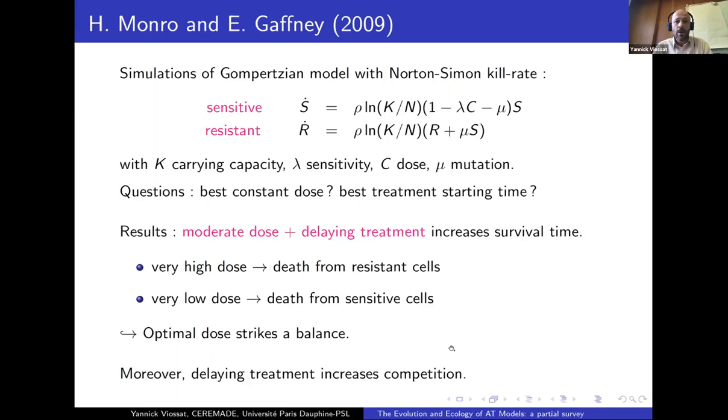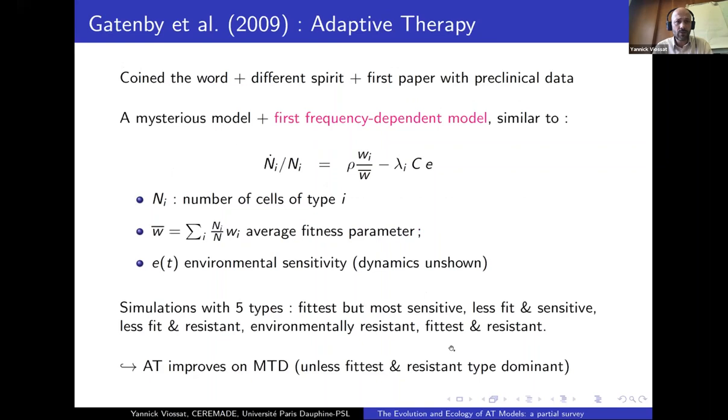Next comes the paper by Bob Gatenby and colleagues in 2009 that coined the word adaptive therapy, and that has a different spirit. For instance, this is the first time that we talk about cost of resistance. And this is also the first paper with preclinical data.